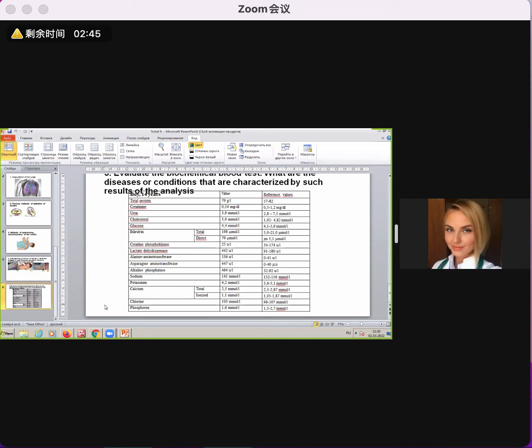I'm sorry, I don't know if your friends hear you, but I don't hear you well. It could be cholestasis.